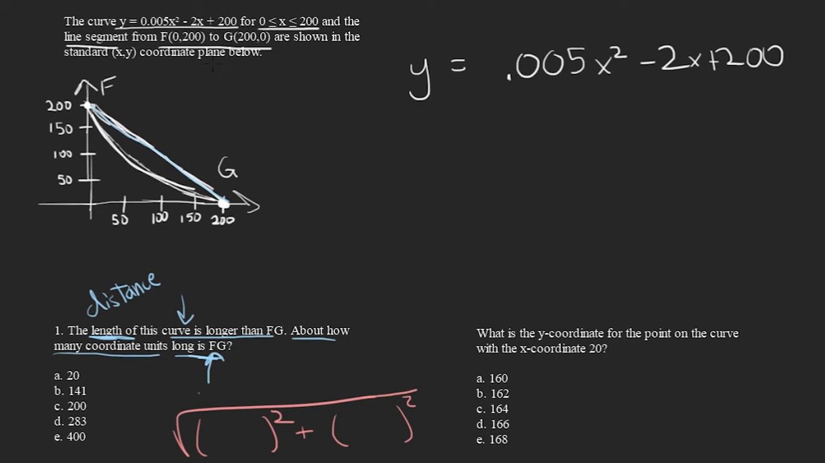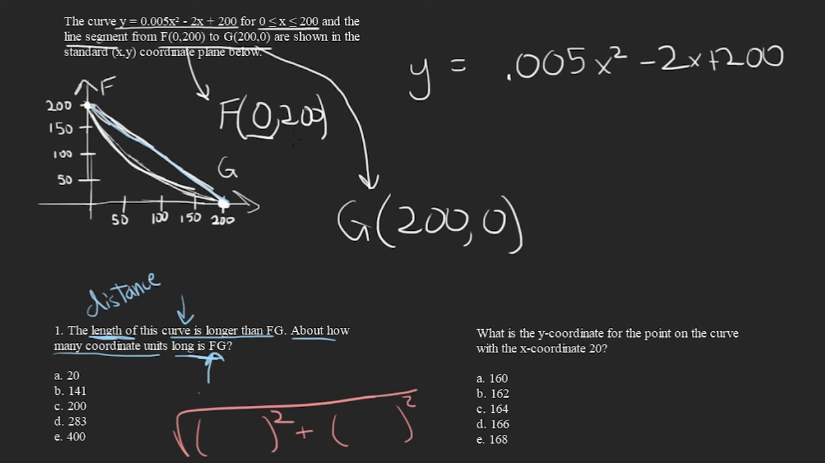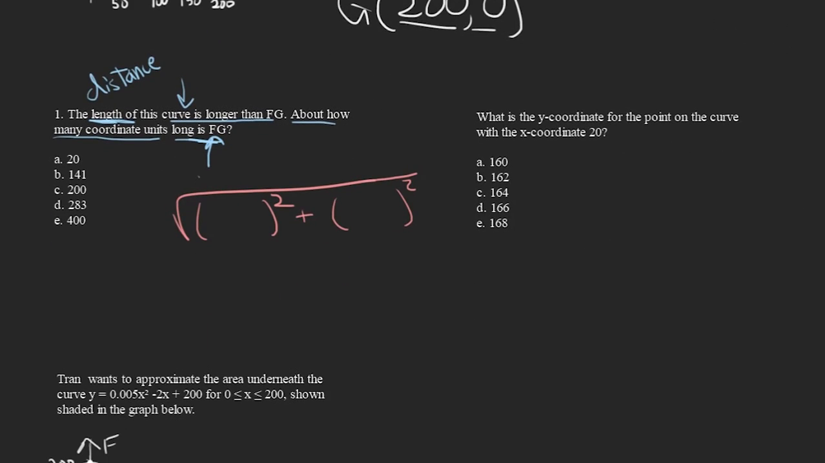They gave us 2 points. F is 0, 100, and G is 200, 0. So let's plug those points in. We'll do 0 minus 200 here, and then 200 minus 0 over here. Both cases are 200 squared. Or I'm sorry, this one is negative 200 squared, and this is 200 squared.